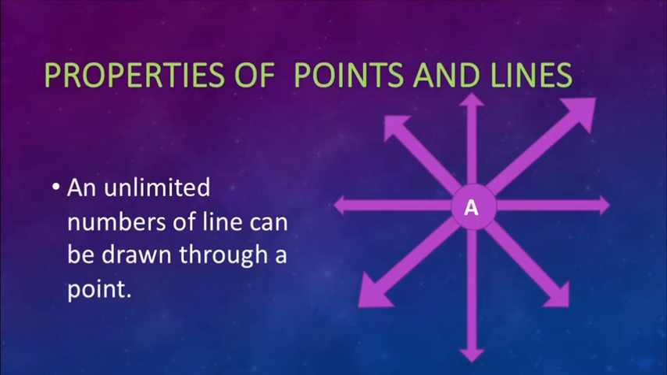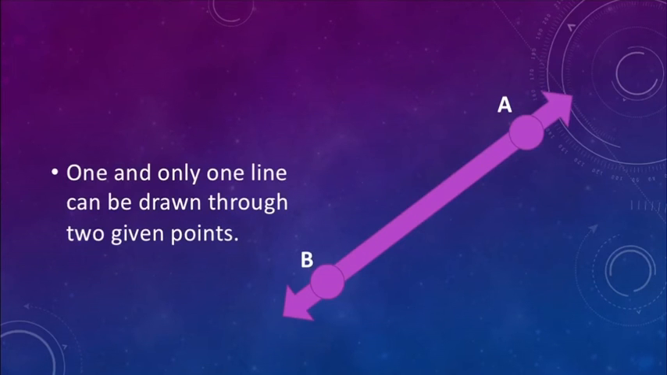Now properties of points and lines. The first property is that we can draw an unlimited number of lines through one point, as I have drawn 4 lines through point A. And the next is one and only one line can be drawn through 2 points. If we have only 2 points, we can only draw one line.